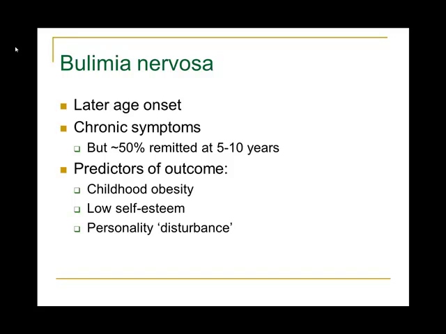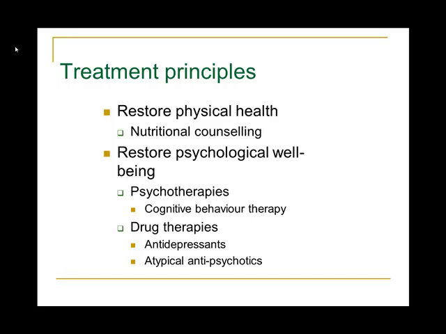Bulimia nervosa tends to have a later age of onset, occurring in the late teens and young adulthood. Symptoms can be very chronic, but they do remit over time, and around 50% may be remitted at 5 to 10 years. There are some things that are important predictors of outcome for bulimia nervosa, and these include being overweight as a child and having low self-esteem and a personality disturbance, who do less well in outcome.